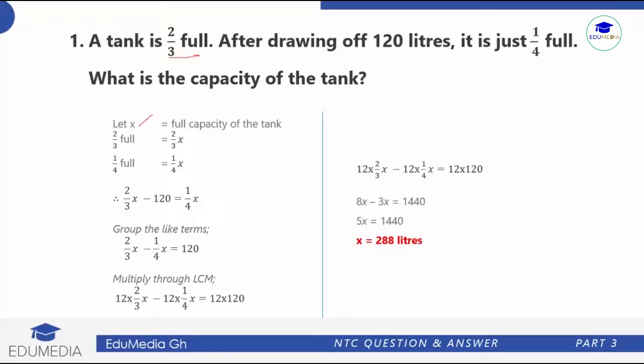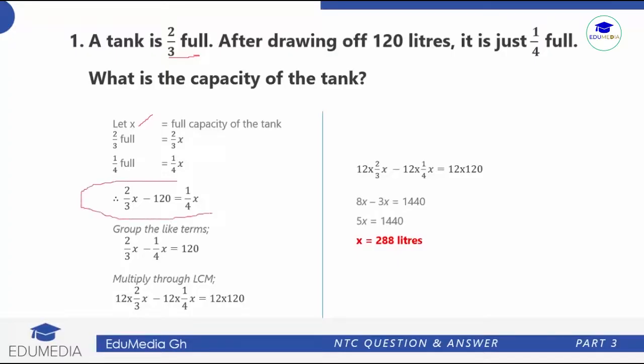The question also gave us that after drawing off 120 liters, the tank is just 1/4 full. So 1/4 of the full capacity, which we already know to be X, will mean 1/4 X. The X here denotes the full capacity of the tank. To form the equation, we take the 2/3 X and take out 120 liters. After taking out 120 liters from this 2/3 full, the remaining is 1/4 X. That is what this whole statement means.